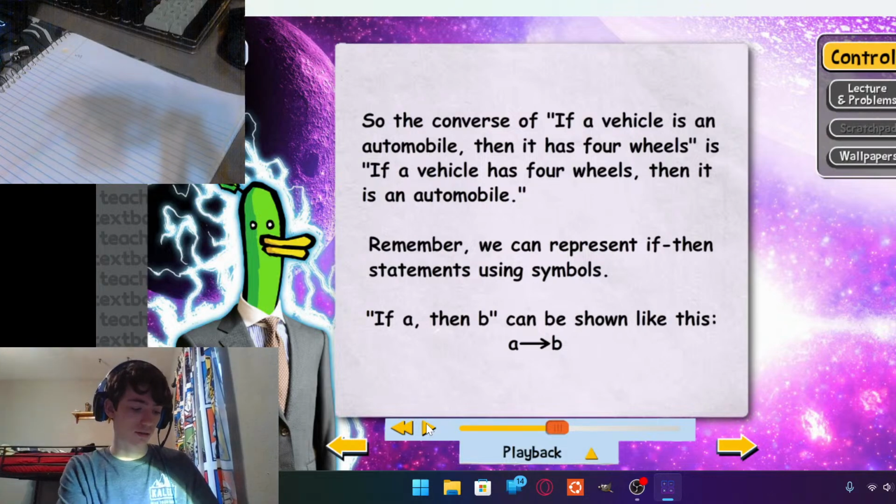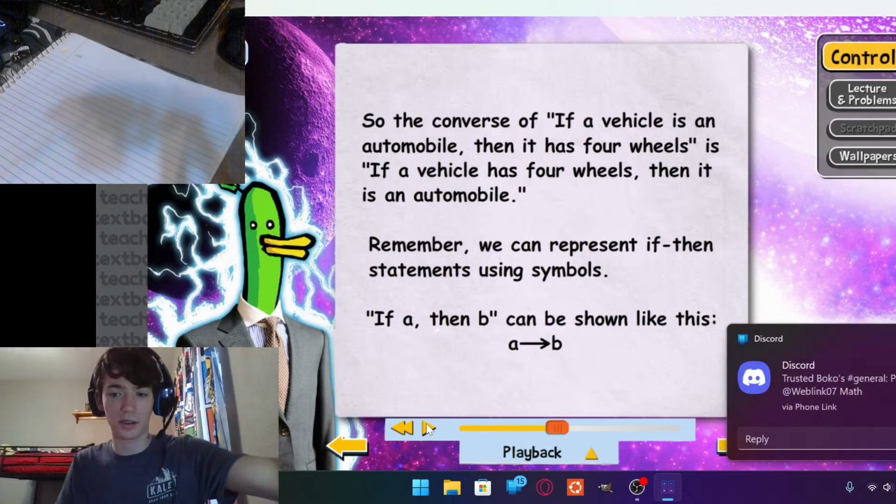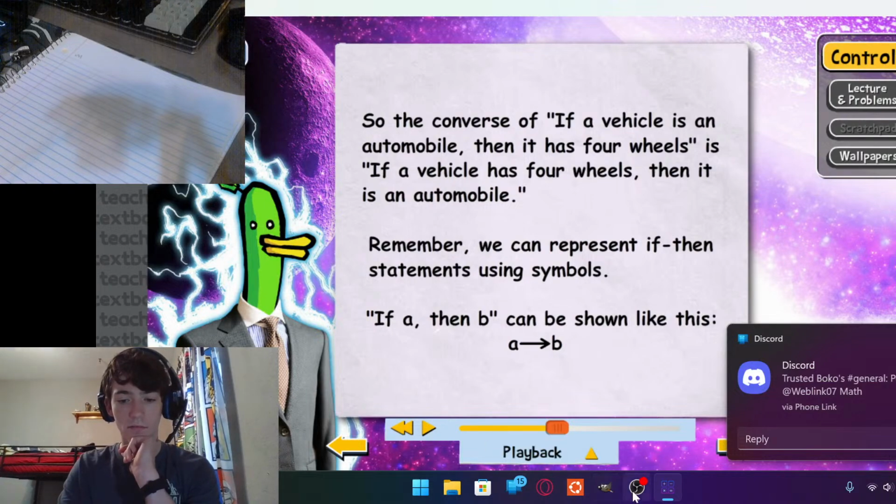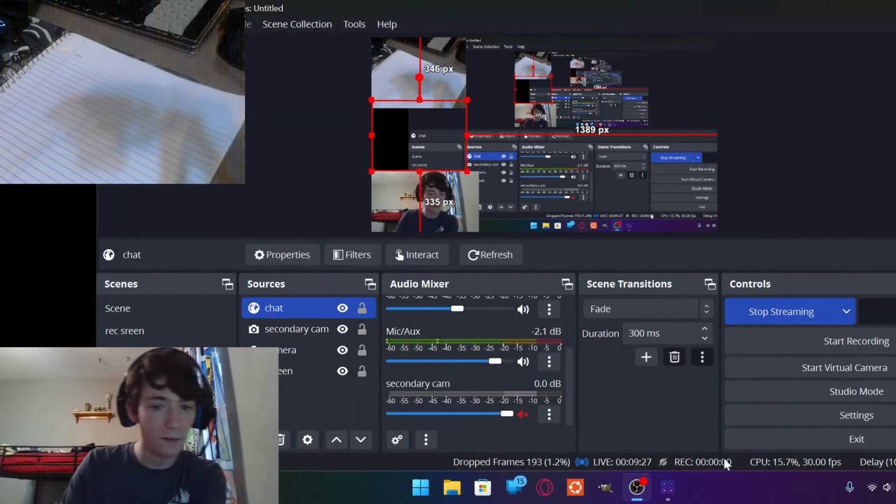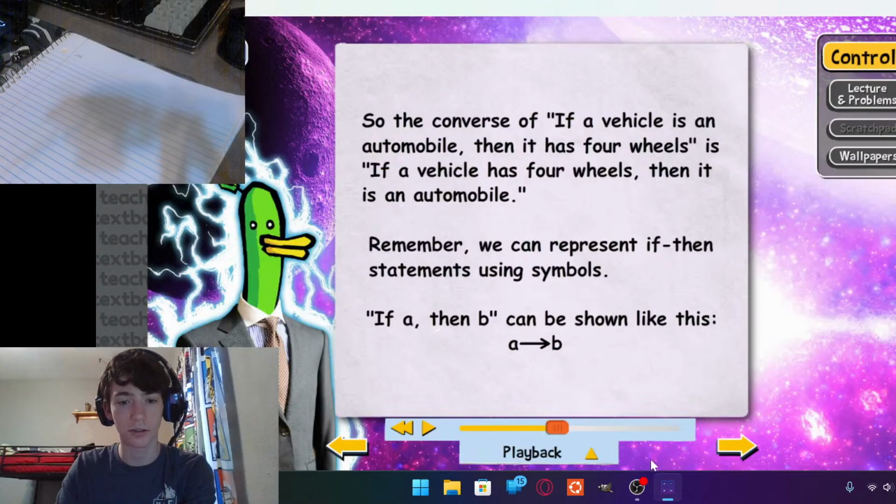Just a second. I'm going to try to light this up a little bit. Is that working? Yeah, I'm lit up more. Okay. Sorry, I'm getting distracted.